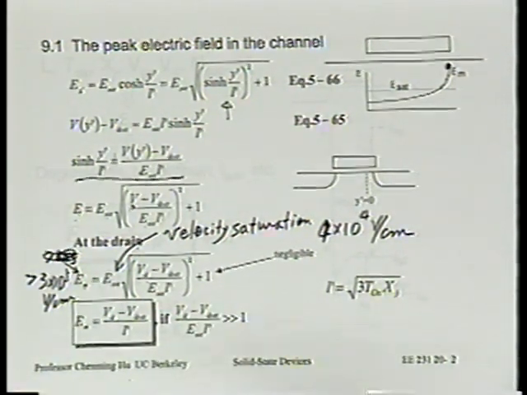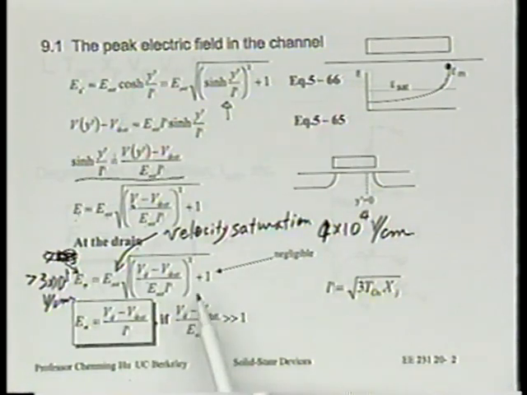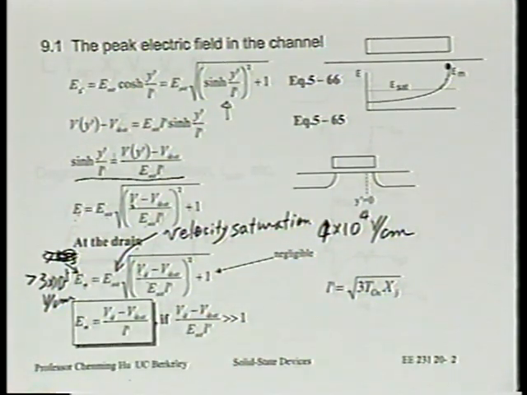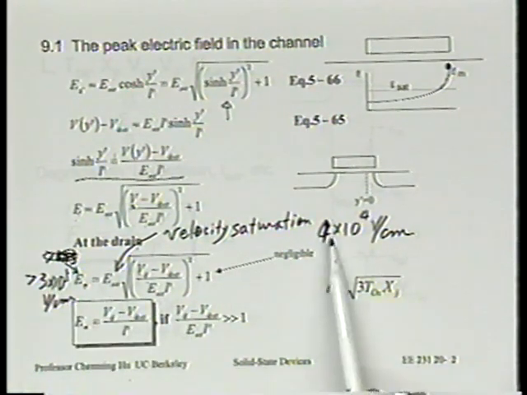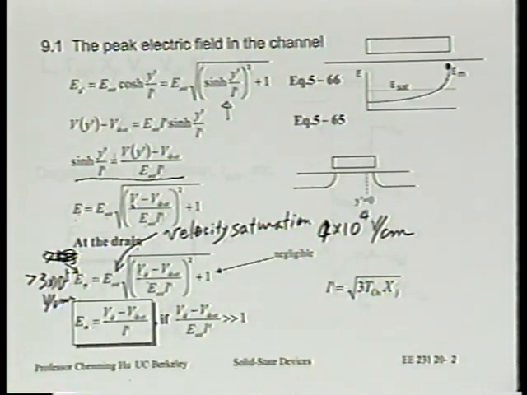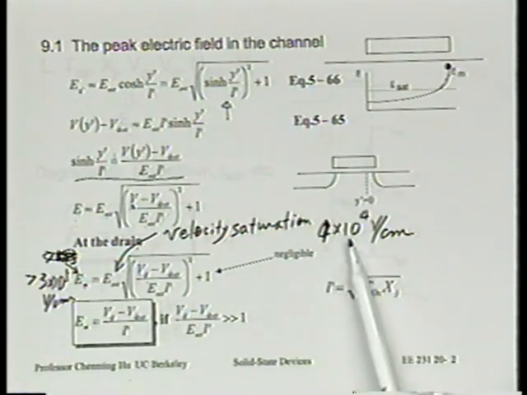Okay? All right. So if we ignore this 1, then we end up with simply EM equal to VD minus VD sat divided by L prime. That's it. You notice that? This E sat cancels out, right? So we only have VD minus VD sat over L prime. Okay? And I already showed you why this is a good approximation, because the left-hand side, where we are interested in, is usually much larger than E sat. Therefore, it's a good approximation. Okay?